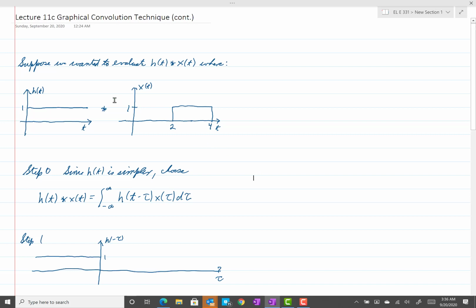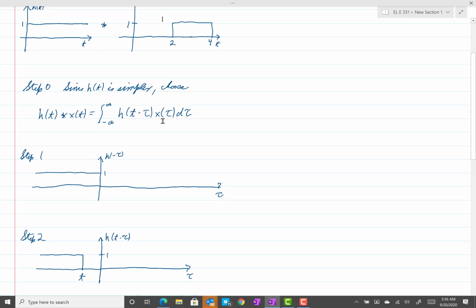In C, we go ahead from the beginning and we'll just give the name h to this first function and x to the second function. So you see that h looks like this, and we want to convolve it with x, which looks like this. Now, clearly, the simpler of these two functions would be h, so we will choose to write the convolution in this form, associating the more complicated argument with the simpler function.